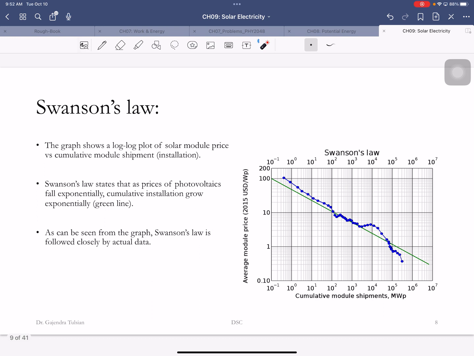Right, Mr. Swanson came up with this law, and this is basic economics. This is module price, and you see this is a log scale. What this graph shows, what Mr. Swanson predicted, which is simple economics, states that as prices of photovoltaics fall exponentially, the total installed photovoltaic panels in the world grow exponentially. And that's what this is showing you.